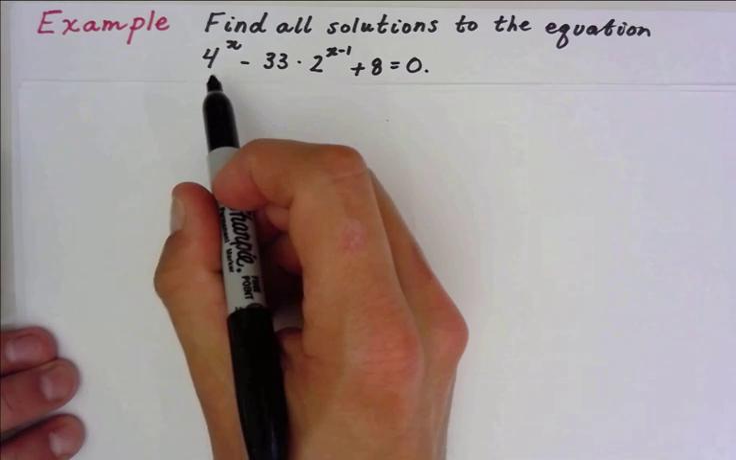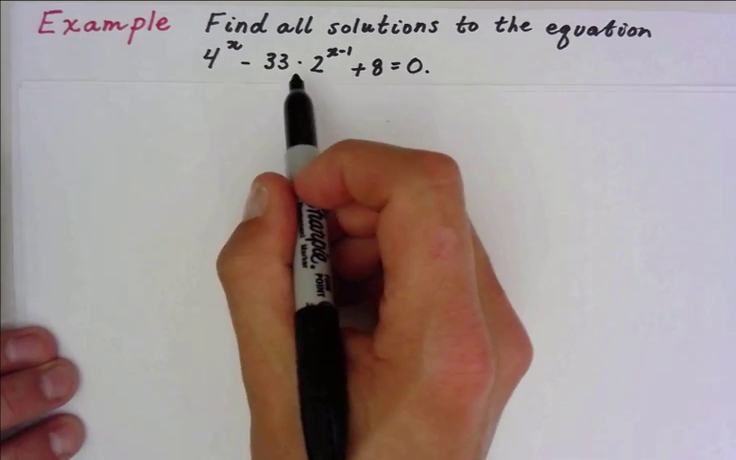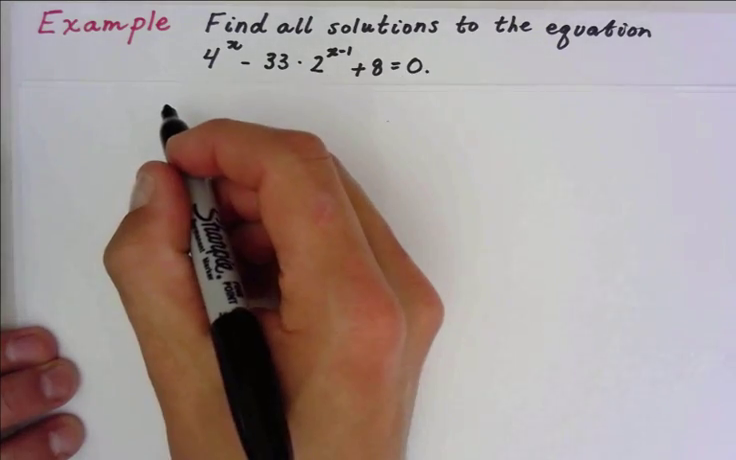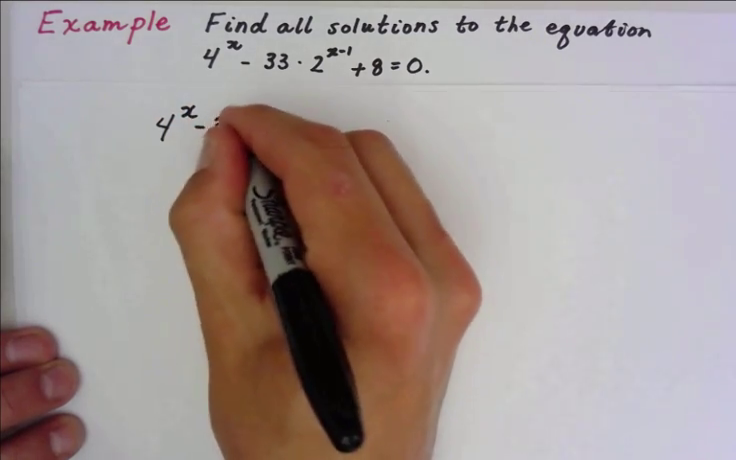Today we're going to solve one by factoring. Let's look at finding the solutions to 4 to the x minus 33 times 2 to the x minus 1 plus 8 equals 0. I'm going to rewrite my equation down here on my other sheet of paper.